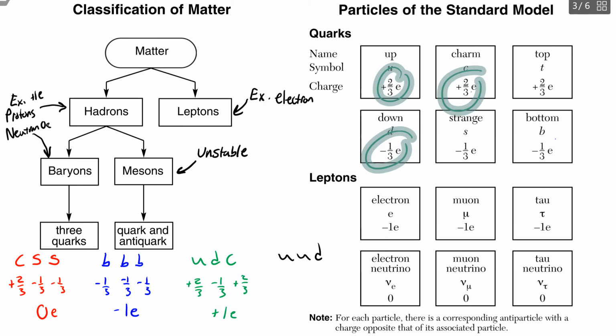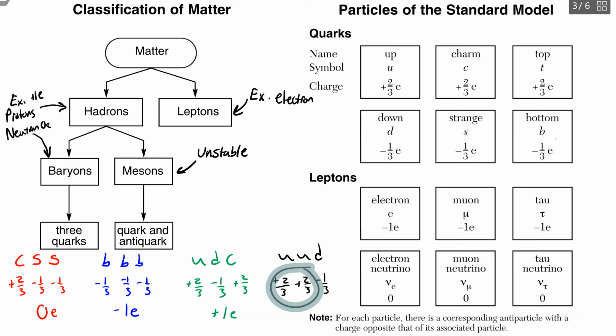And then up, up, down, 2/3. Oh man, getting ahead of myself. 2/3 plus 2/3, down is negative 1/3. So 4 minus 1 is 3, divided by 3 is positive 1 again. That's the composition for a proton, up, up, down. Cool. So we were looking for something that's not affected by an electric field or has a neutral charge. That's going to be charm, strange right here.